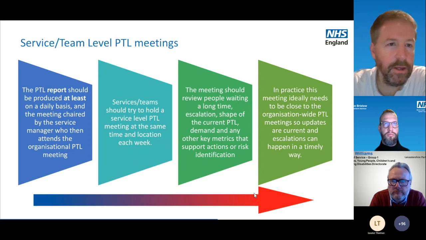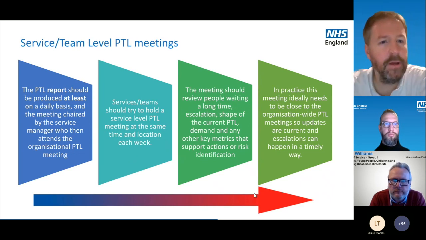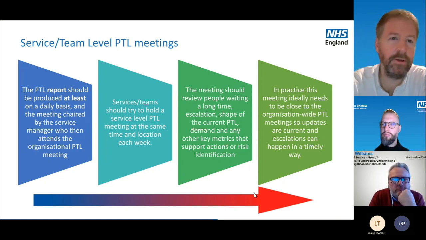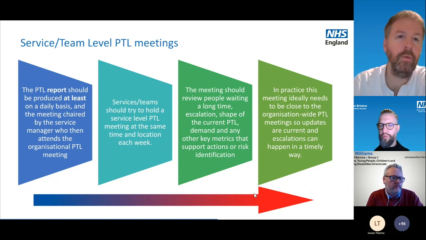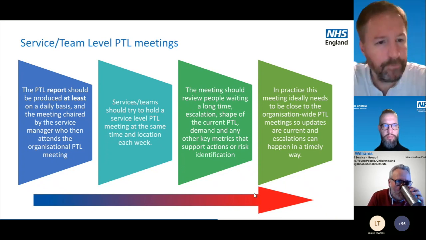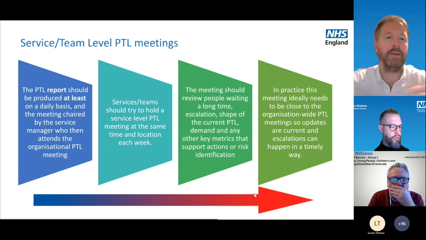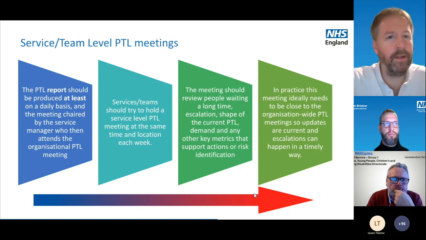So taking the meetings in no particular order, we're going to start at the service and then go to the board level. So for the service level meeting, you need to have a PTL report. You need to get that daily because you're dealing with things. If you're booking patients from one day to the next, you need to know each day where people are and who needs what booked. The meeting needs to be chaired by the person who has oversight of that particular bit of your organisation, whether it's a service or a team or a specialty or intervention or whatever you call it.